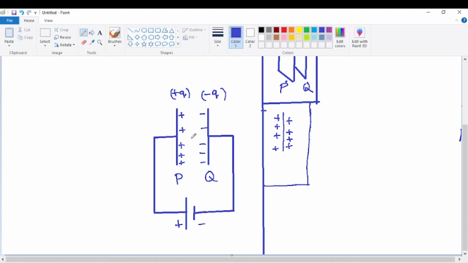Now the important thing is, electric field will always be directed from the positive charge towards the negative charge. So the left plate is positive, the right plate is negative. So the electric field direction will be like this. This way the electric field is directed. The electric field vector or the electric field intensity is denoted by the symbol E. Its direction is exactly from the left plate towards the right plate, because the direction of electric field is always away from the positive charge and towards the negative charge.